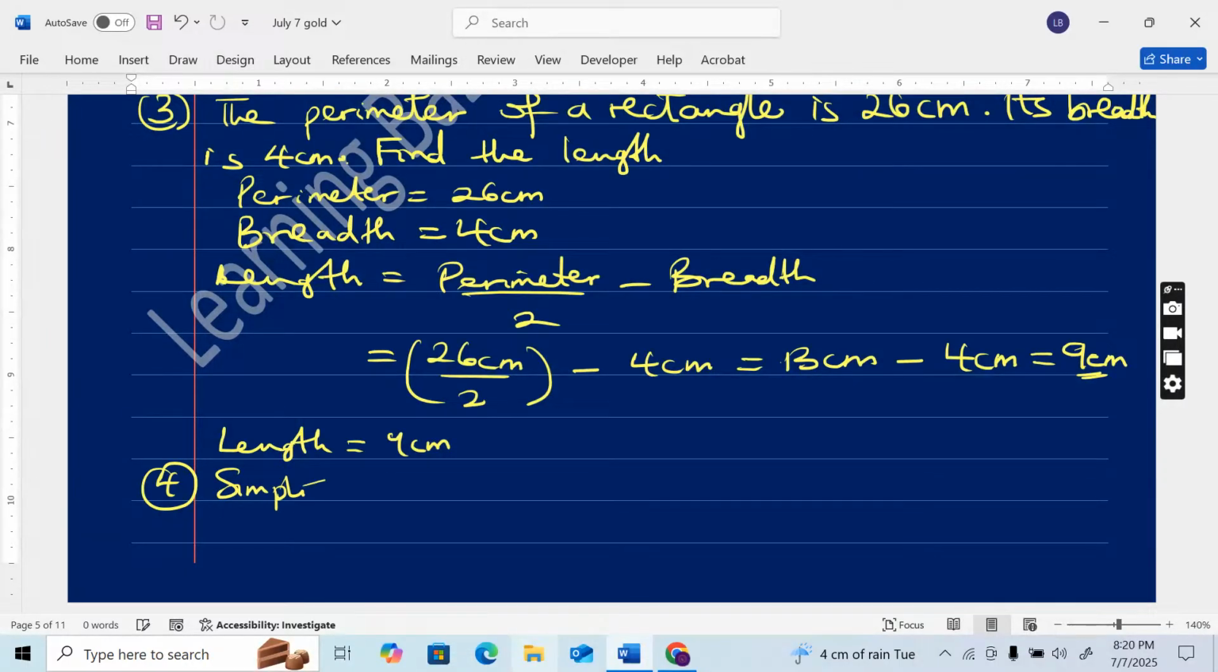Next question, simplify. Simplify 3xy times 9y. At the countdown of 10, post the answer to this question in the chat.